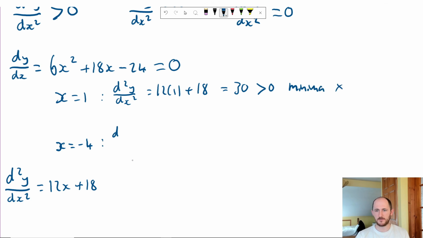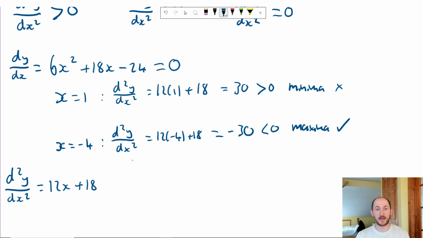Same thing with this one. Can you use your brain to kind of predict which one it is? Absolutely, of course you can. 12 times minus 4 plus 18. So it's minus 48 plus 18, which is minus 30. Yeah? It's less than 0, which is the maxima.